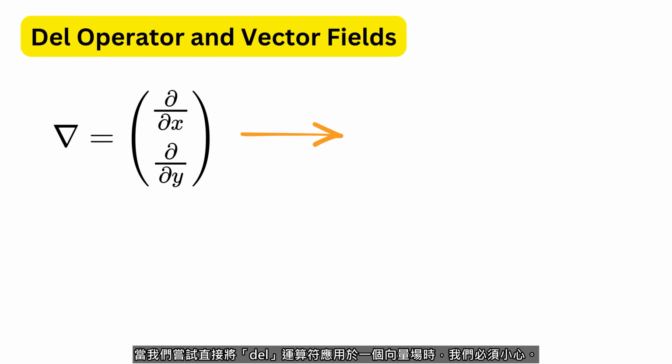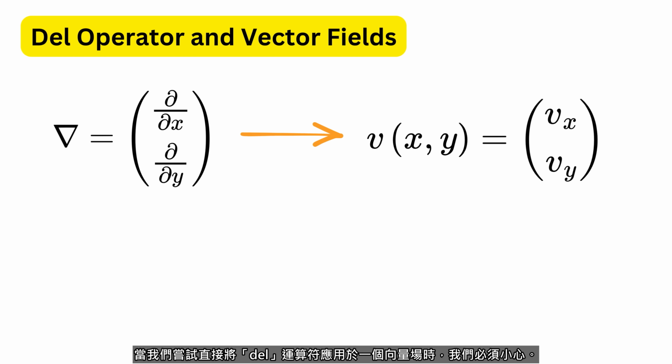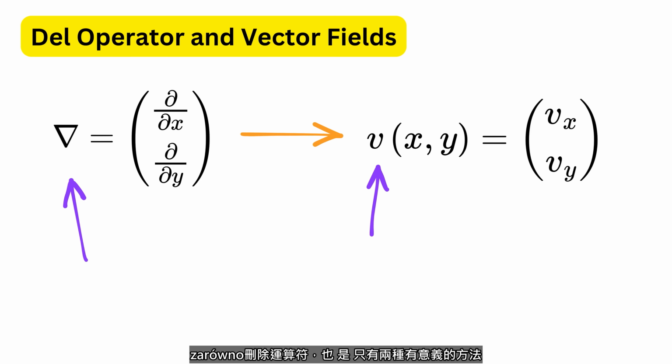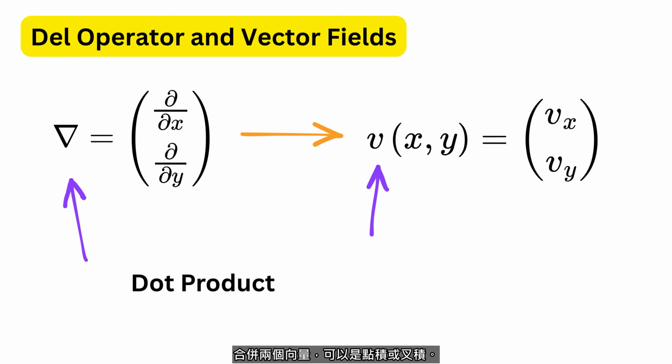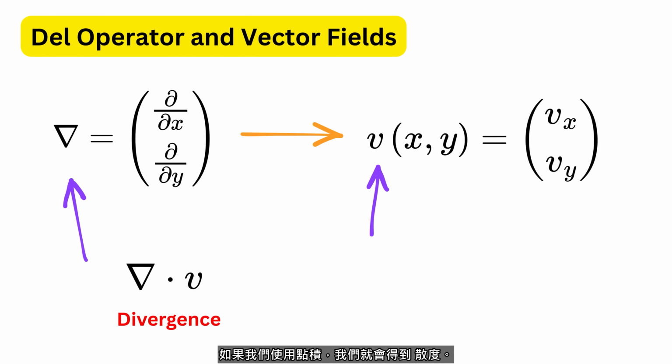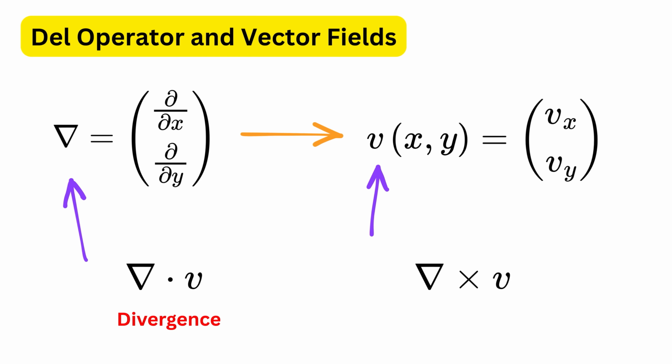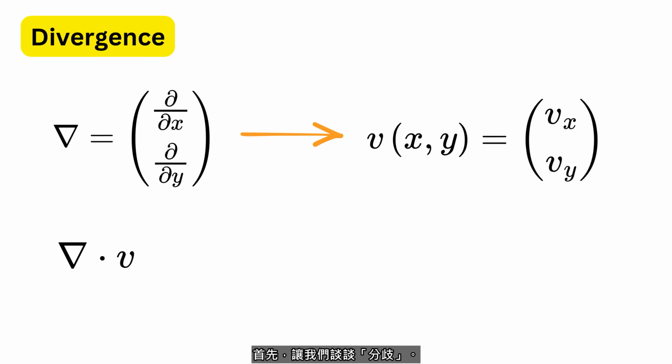When we try to apply the del operator directly to a vector field, we must be careful. Both the del operator and the vector field are vectors. There are only 2 meaningful ways to combine 2 vectors, either the dot product or the cross product. If we use the dot product, we get divergence. If we use the cross product, we get the curl. First, let us talk about divergence.